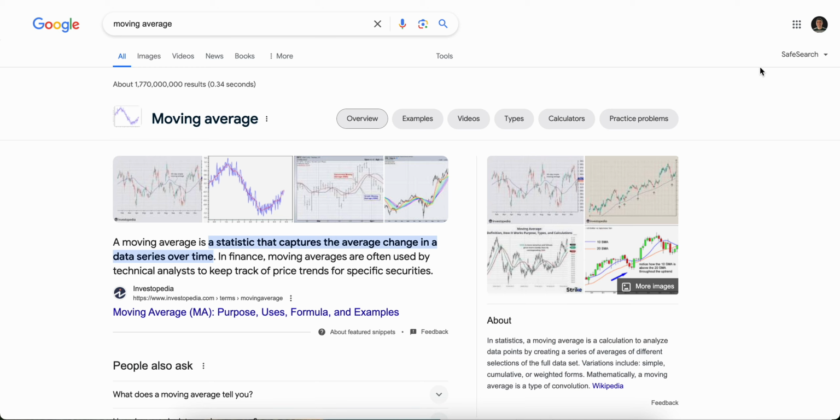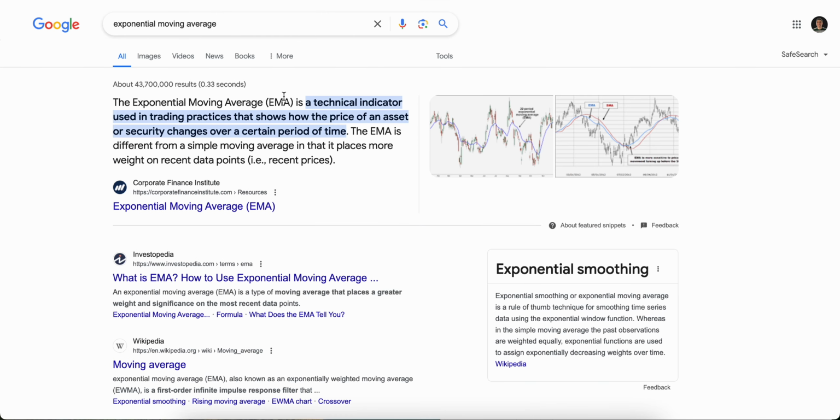Here's a really quick tutorial on EMAs and MAs, which are moving averages or exponential moving averages. The difference between them is that a moving average is a statistic that captures the average change in data over a period of time, whereas an EMA is a technical indicator used in trading that shows how the price of an asset or security changes over a certain period of time.